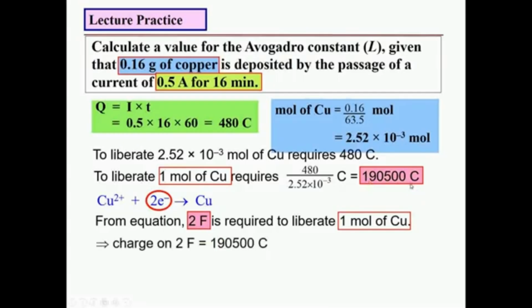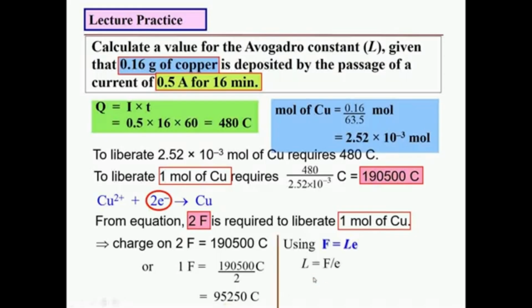So we have a proportion. 1 Faraday will be 190,500 coulomb divided by 2. That gives us a value of 95,250 coulombs. Using the relation F equals L times E, L equals F over E, substitute the value. F is 95,250, E is the charge on an electron, 1.6 times 10 to the minus 19. That gives us a value of 5.95 times 10 to the power 23, the Avogadro constant. Did you get this right?